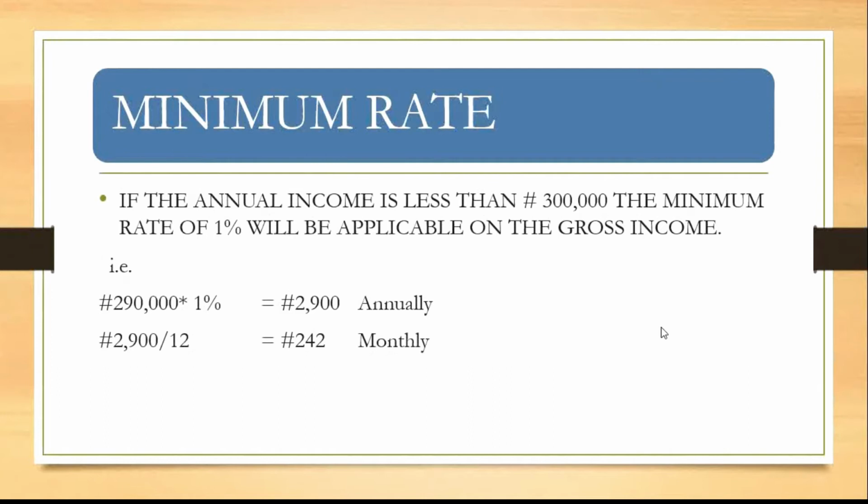Minimum rate: if the annual income is less than 300,000, like what you as an employee earn in a year is less than 300,000, you don't need to go through the stress of getting the taxable income and all of that. On this straight up, you do 1% of this, and that is going to be your tax. For instance, you're earning 290,000 annually, 1% of it is 2,900. So to get the monthly, you divide it by 12, meaning every month you're paying 242 naira to the government.